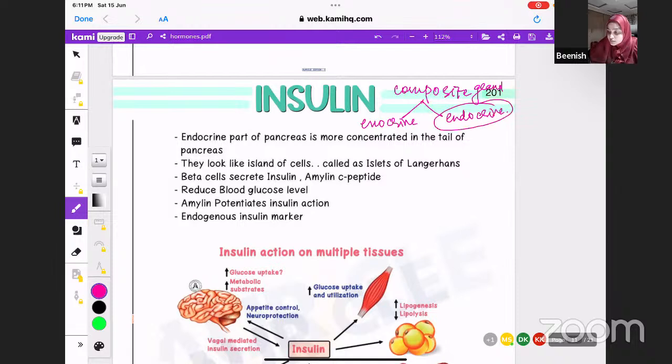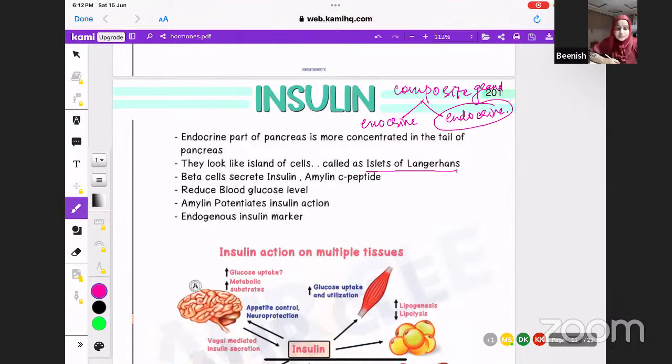Now, the endocrine part of the pancreas is majorly the tail part of the pancreas. It has different isolated groups of cells which look like islands, so they're known as islets of Langerhans. The tail of the pancreas has a collection of isolated cells which look like islands, therefore it is known as islets of Langerhans.